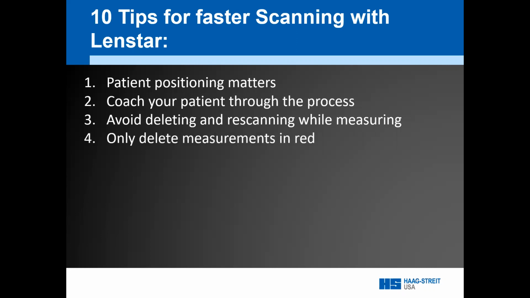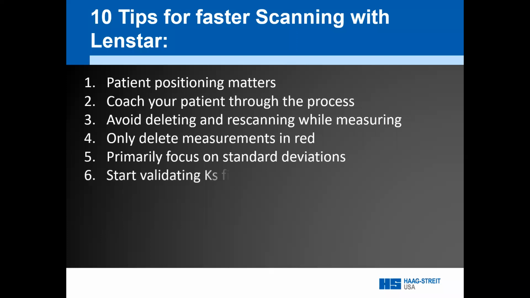Number 4, delete only the measurements that are highlighted in red. The software will actually inform you when there's an outlier that is too extreme to consider the measurement. Number 5, primarily focus on your standard deviations. There's actually a lot of measurements going into the averages that you're looking at in the summary. And the standard deviation is actually what's going to tell you if you have a good scan. Number 6, start validating your keratometry readings first. That's the measurement that typically gives you the most trouble anyway.